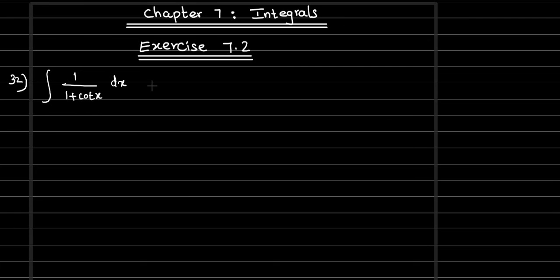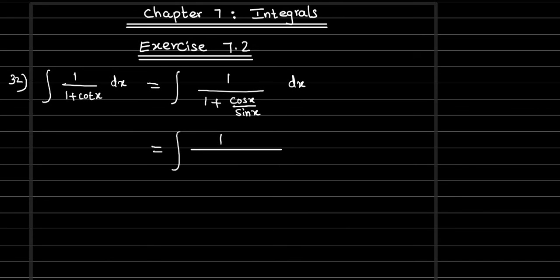So what we can do is rewrite cot x in the form of cos x by sin x. So 1 by 1 plus cos x by sin x. Now for the denominator part alone, I am going to take the LCM. The 1 we can write with sin x as the LCM, so we multiply and divide by sin x, giving sin x plus cos x by sin x.